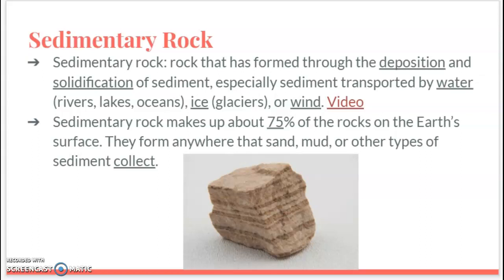And that sediment is deposited all into the same place, either from water, like rivers, lakes, oceans, all of that moves sediment. Ice, as ice melts or as glaciers melt, it can move the earth underneath with it. It can move that top layer of dirt or mud or whatever. And also wind. So as the wind blows, it could carry sand or mud or dirt, something can carry it all to the same location where it will then solidify and form sedimentary rock. If you want to pause this video and watch the short little clip on sedimentary rock, please feel free to do so.